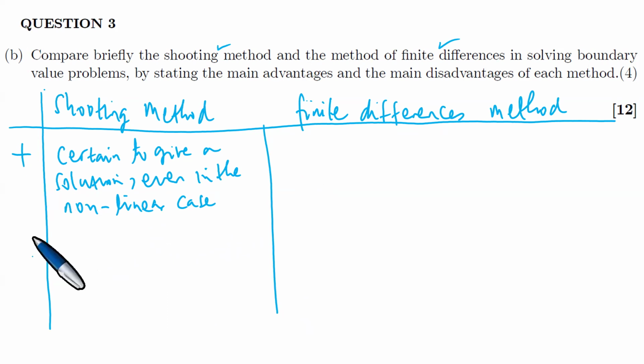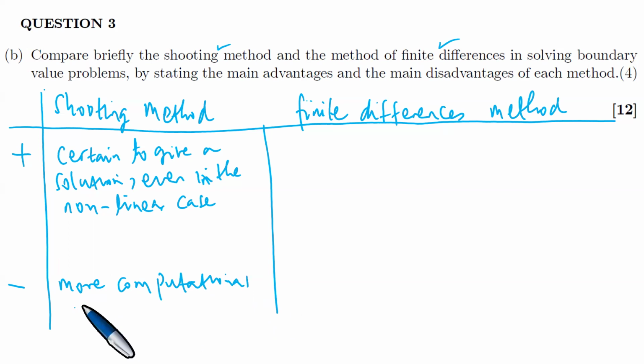Okay, these are advantages, and then there are disadvantages. The advantage of the shooting method is that it's certain to give a solution even in the nonlinear case. But the downside of it, or the disadvantage of it, is that it requires more computational effort, like you've seen.